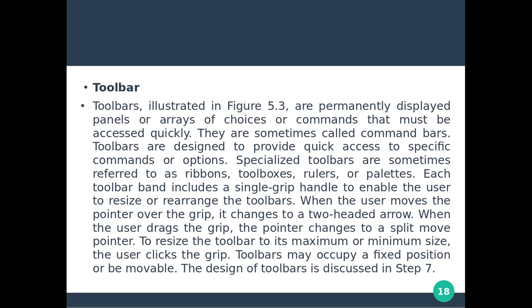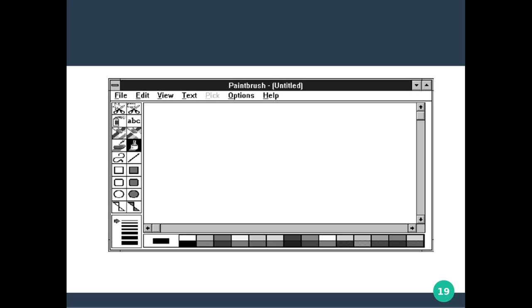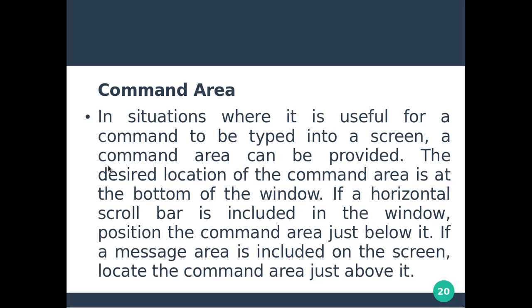Each toolbar band includes a single grip handle to enable the user to resize or rearrange toolbars. When the user moves the pointer over the grip, it changes to a two-headed arrow. When the user drags the grip, the pointer changes to a split move pointer. To resize the toolbar to its maximum or minimum size, the user clicks the grip. The toolbars may occupy a fixed position or be movable. This is an example of a toolbar. Here we see the paint application has so many command buttons, ABC, cropping, any kind of things, even color. Best example is that paint application.